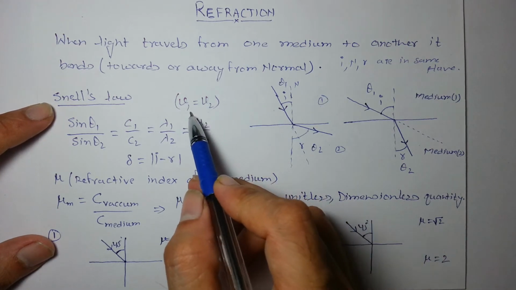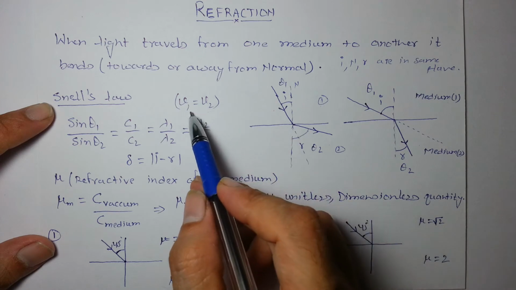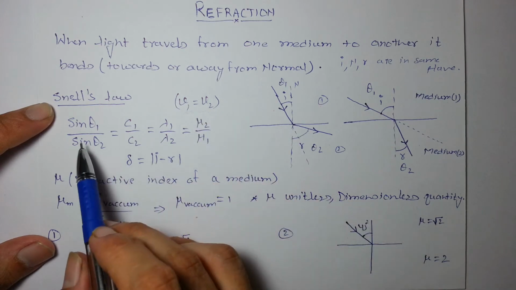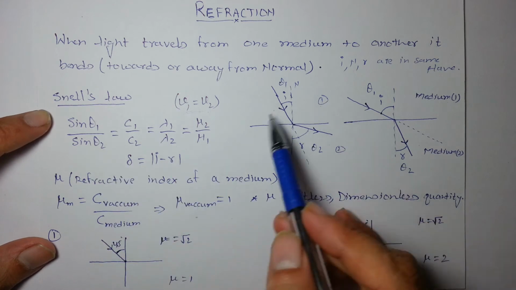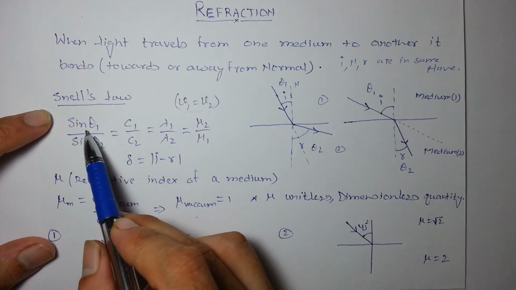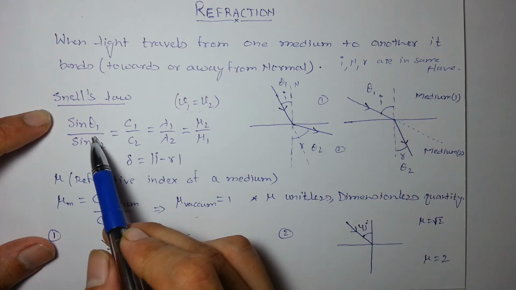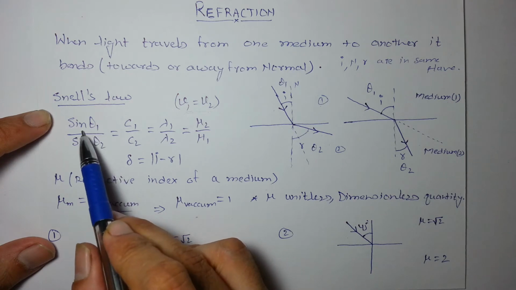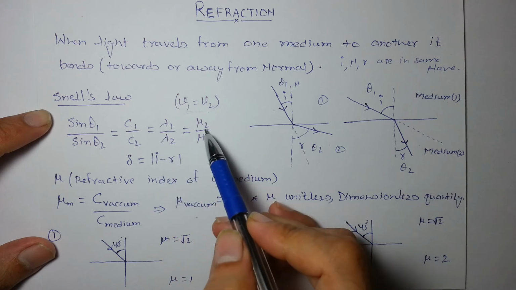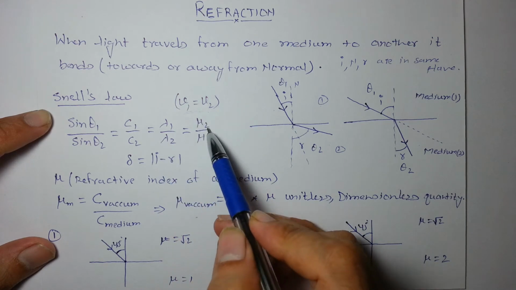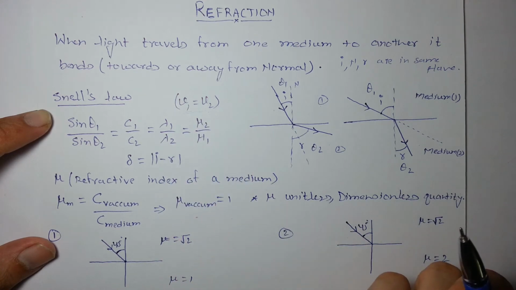Frequency will not change when light changes its medium. It's a property of the source. sin theta 1 by sin theta 2, this is Snell's law, which governs the refraction. So the angles made by rays with the normal, sin theta 1 by sin theta 2 is c1 by c2, is equal to lambda 1 by lambda 2, but is inverse of mu 2 by mu 1.